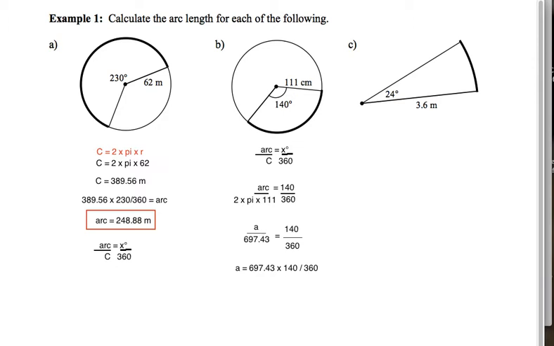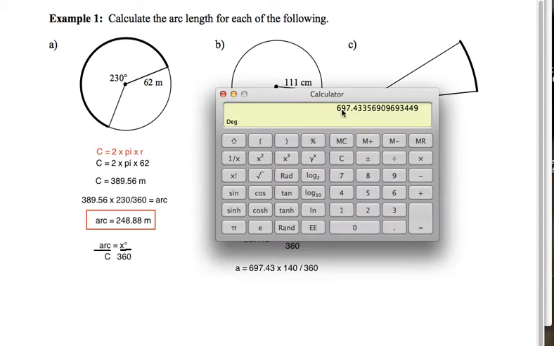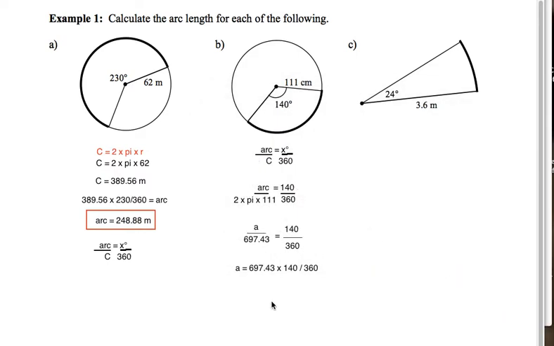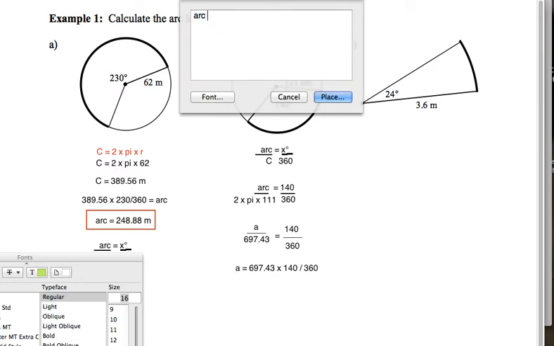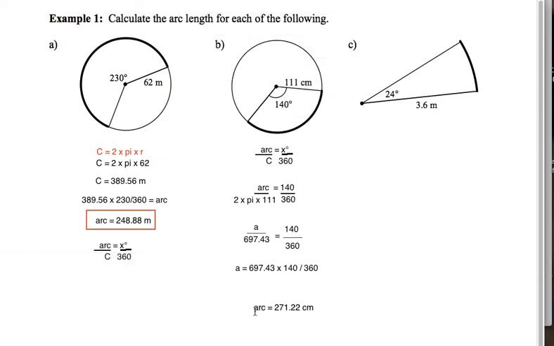Now I just do that on my calculator. I take my number, which is still in there, 697.43. I multiply it times 140, and then I divide by 360 to get my answer. 271.22. So the arc equals 271.22 centimeters. Don't forget your units there. All right. So far, so good.